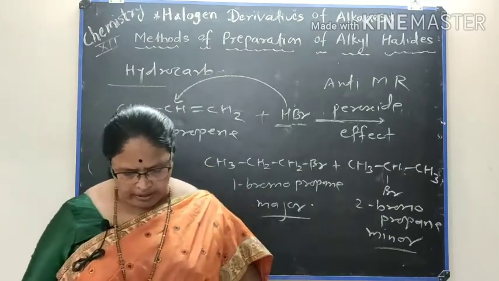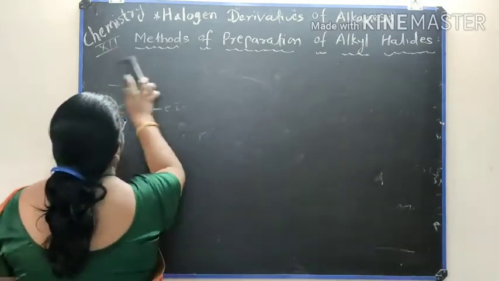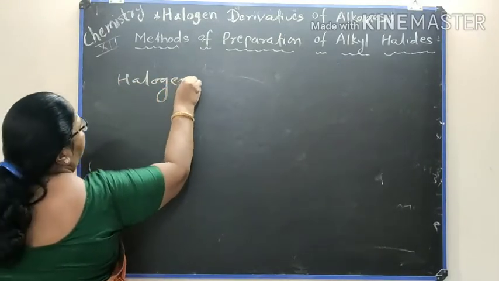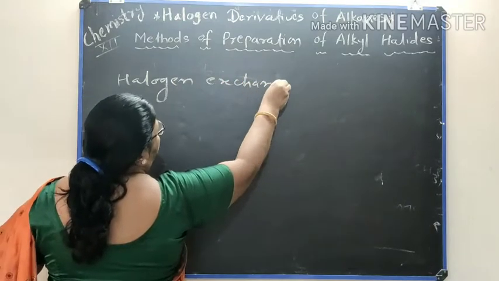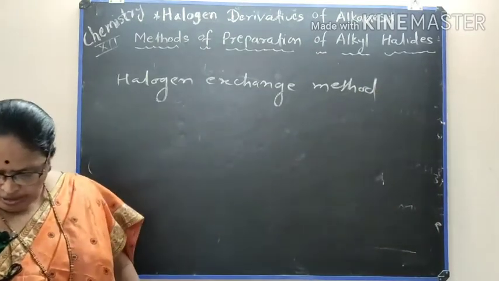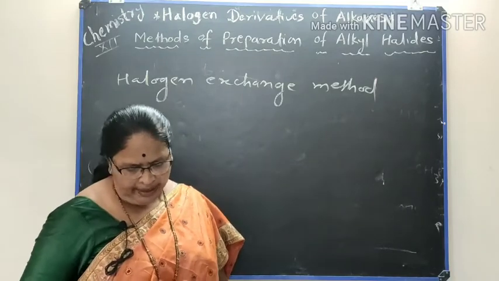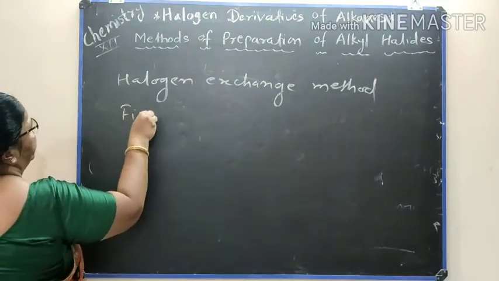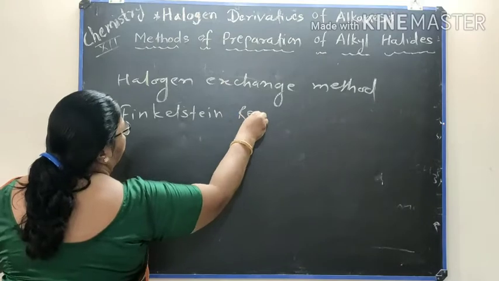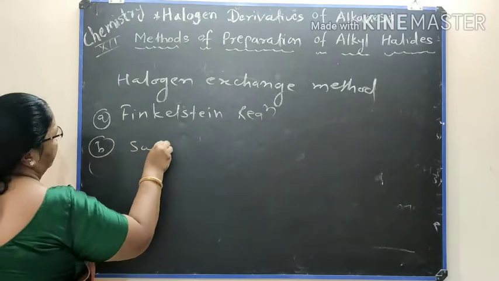Then the next method is the halogen exchange method. Here there are two reactions. The first one is the Finkelstein reaction, and the second one is the Schwarz reaction.